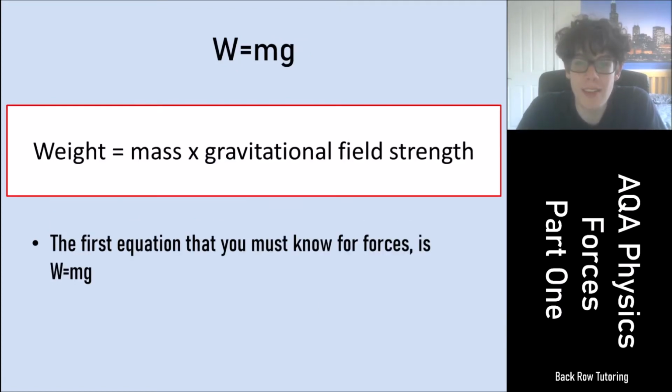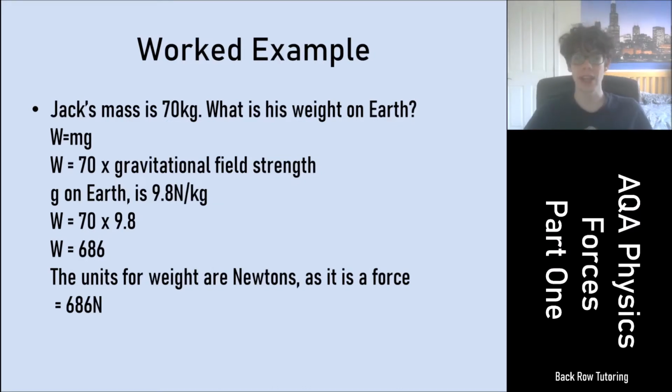That leads us on to our next equation, and that is that weight is equal to mass times gravitational field strength. The first equation that you must know for forces is W equals mg. Weight is mass times gravitational field strength. Let's do a little worked example. Jack's mass is 70 kilograms. What is his weight on Earth?